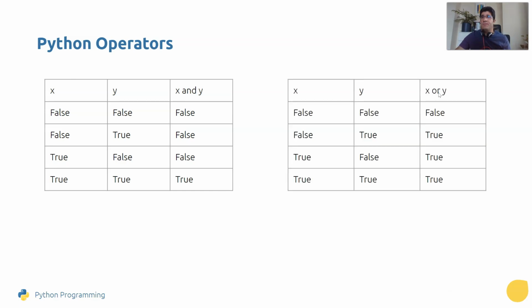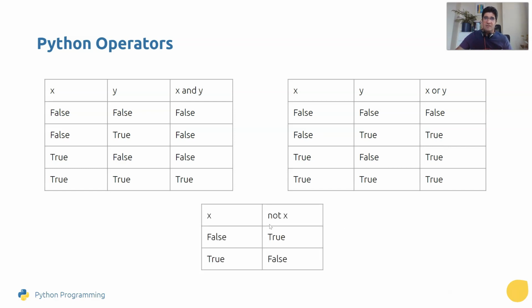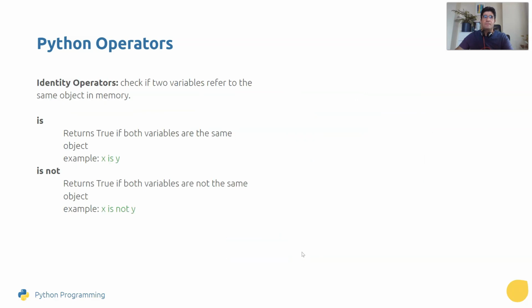For or, x or y will be false only if both of them are false. So if x and y are both false, x or y will be false. Otherwise, if one of those conditions is true, it will return true. And not will try to reverse the value. For example, if x is false, not x will be true, and if x is true, not x will be false.